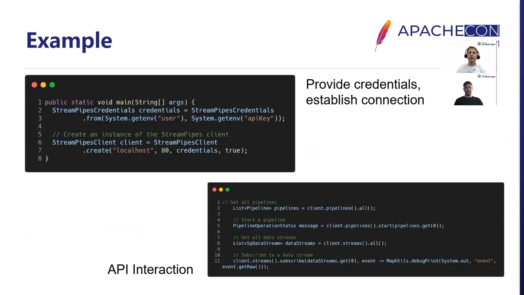So how does it work? So that's basically the code overview, and I will show this live in a few seconds. But basically you need to provide some credentials, then the system will establish a connection to StreamPipes. And then you have some high-level methods to communicate with StreamPipes, like getting all pipelines, starting pipelines, or getting live data for data streams.